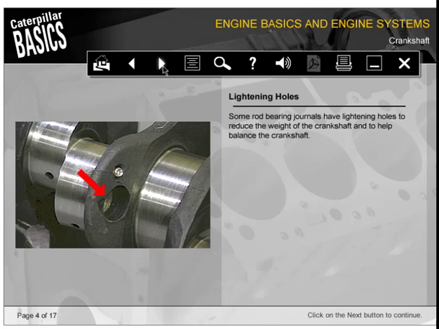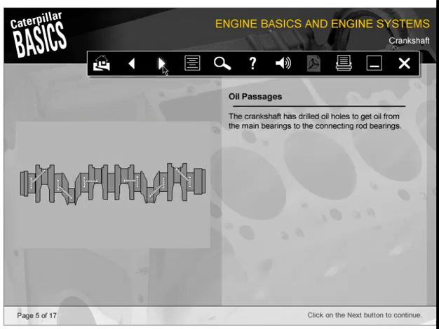Some rod bearing journals have lightening holes to reduce the weight of the crankshaft and to help balance the crankshaft. The crankshaft has drilled oil holes to get oil from the main bearings to the connecting rod bearings.